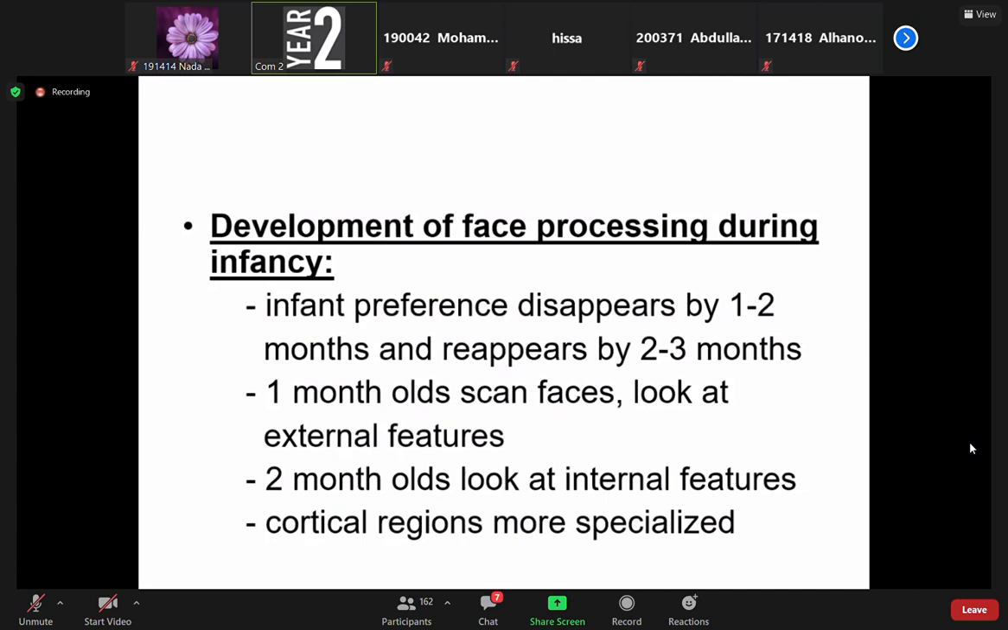At 1 month old, they can scan faces, but they look more at the external features than internal features, whereas 2 months old will start to look more at internal features. And again, with more cortical specialization, you start to have better differentiation.